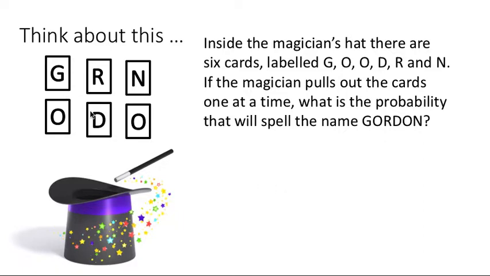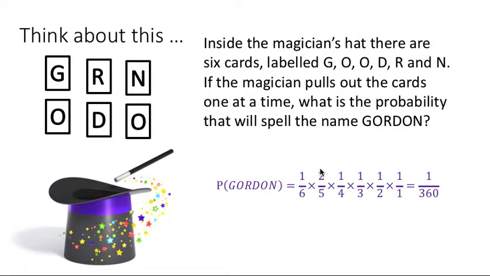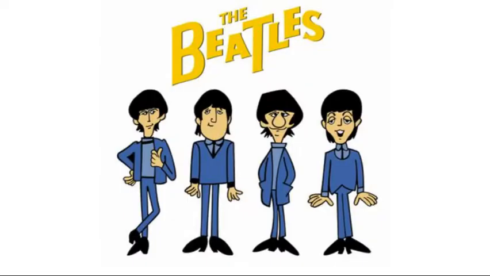So you've got to get a G the first time. So that's 1 out of 6. An O the second time. There's 2 O's, so it's 2 out of 5. Then a R, then a D, then the other O, then the N. So that gives you 2 out of 720, or 1 out of 360. I'm not going to write down the 720 combinations of this and show you that 2 of them spell Gordon, but you can imagine that.